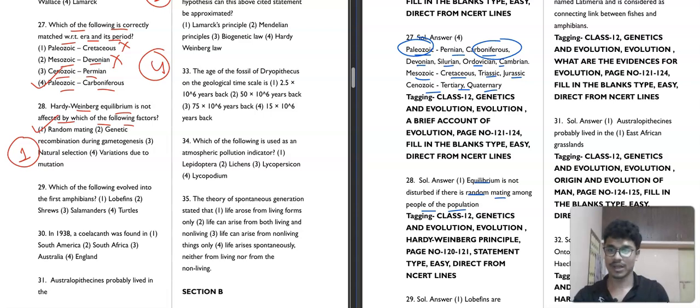Then question number 29. Which of the following evolved into first amphibians? Lobe fins, shrews, salamander or turtles? So lobe fins, basically coelacanths, evolved into first amphibians. So first option will be your correct answer for this question.